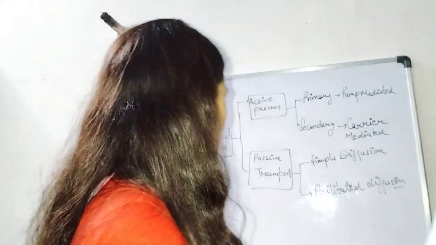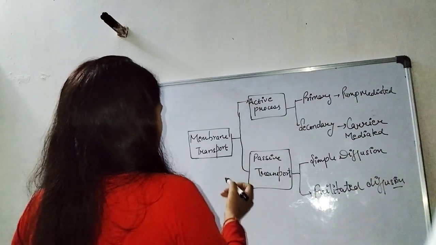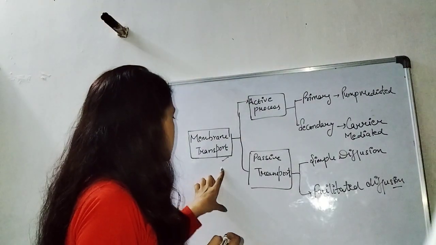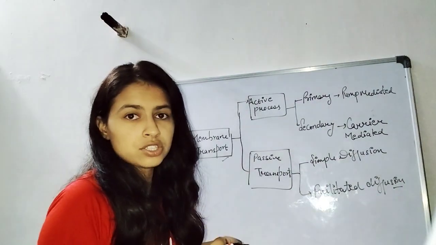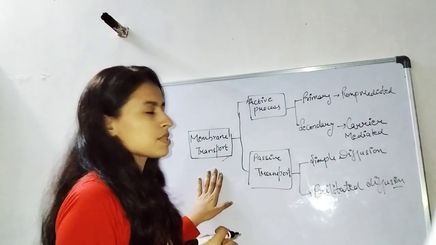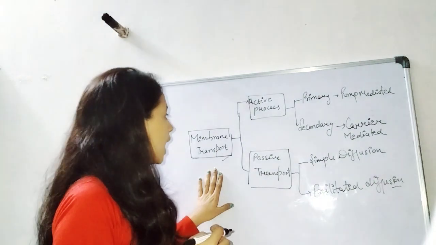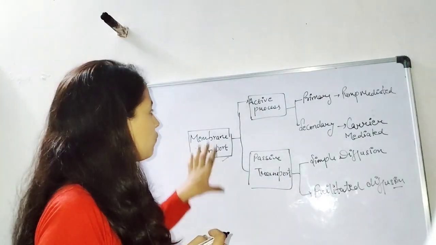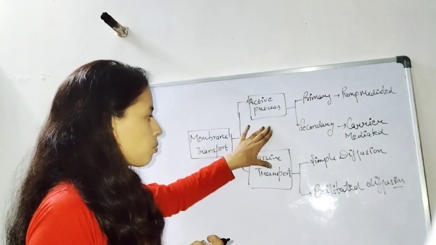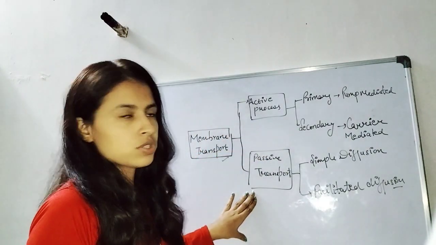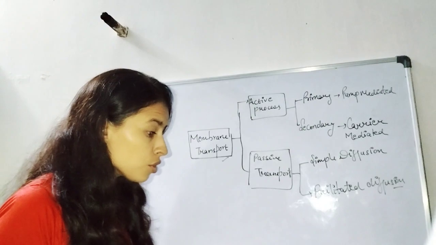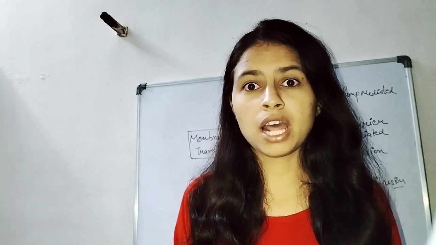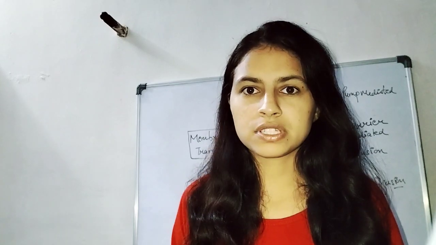So guys, I explained that membrane transport process first of all is the transport of ions or molecules across the plasma membrane. Then further, I explained that the membrane transport is of two types: active transport process or passive transport process. Okay. So in my previous lecture, I explained about passive transport process.